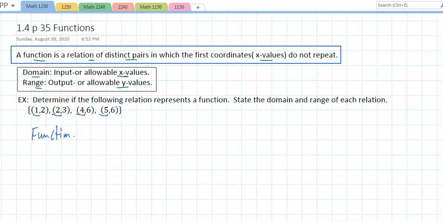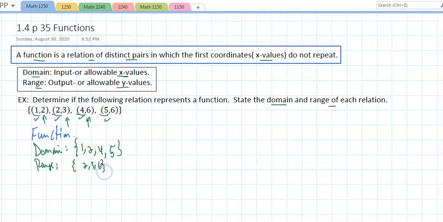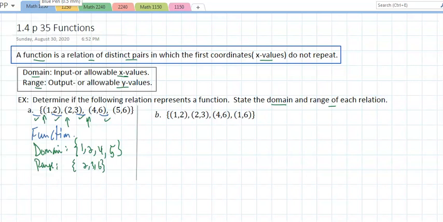Very good. Then they say, state the domain and range. Well, it's really simple. Domain is allowable x values. What x values are there? 1, 2, 4, and 5. And range is simply allowable y values. So, 2, 3, 6. No need to list 6 twice. There it is. 3 values in the range. Done.